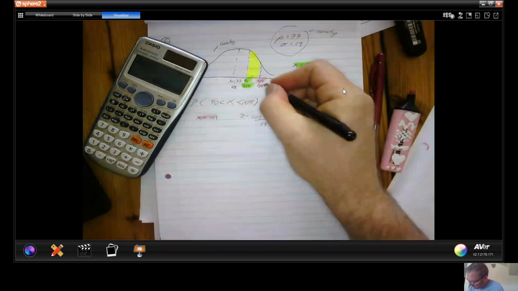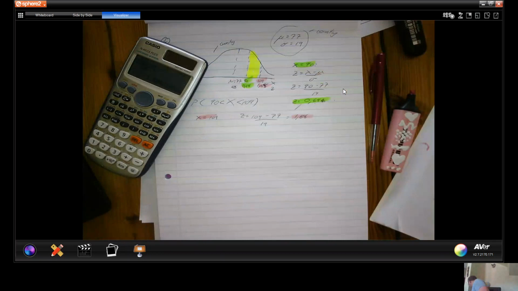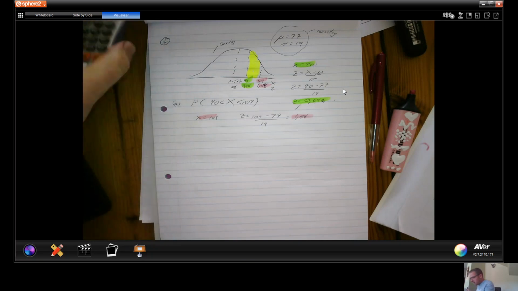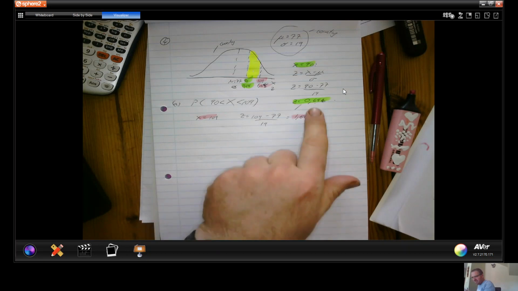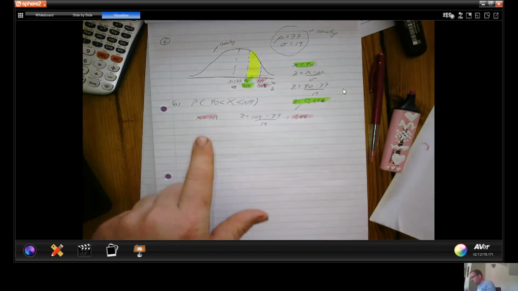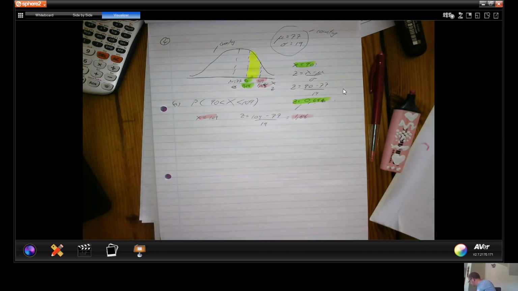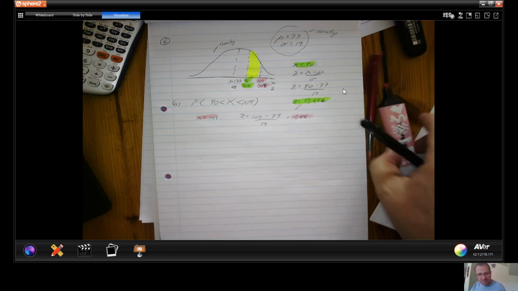Let me just double check I'm not making any mistakes. We're doing question 4. A Z score of 0.68 is right, and a Z score of 1.68 is right. Okay, we're doing well.